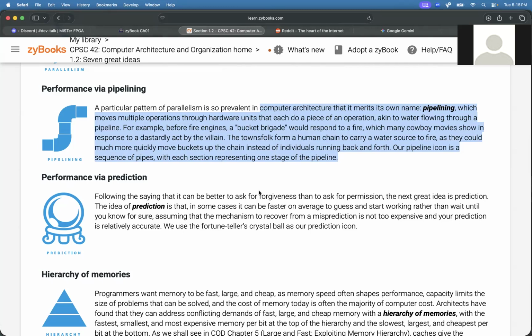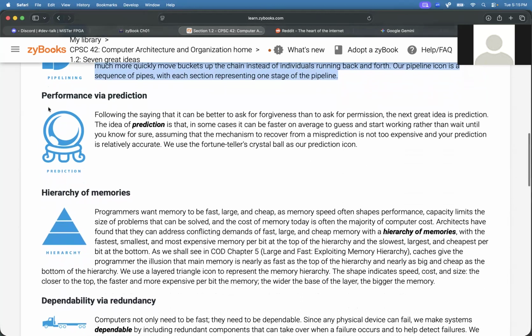Like when I say it didn't used to be the case, I mean we're talking like 1980, it wasn't the case. By 1990 already everything was pipelined. All right, performance via prediction.